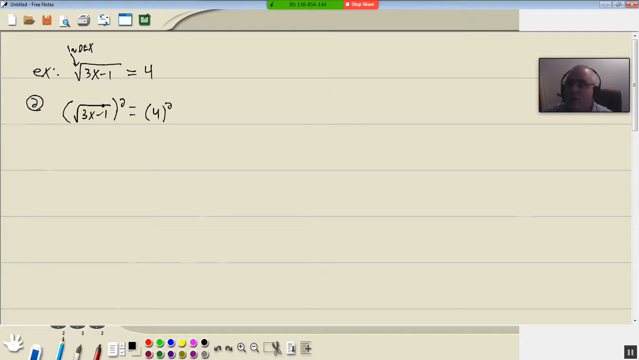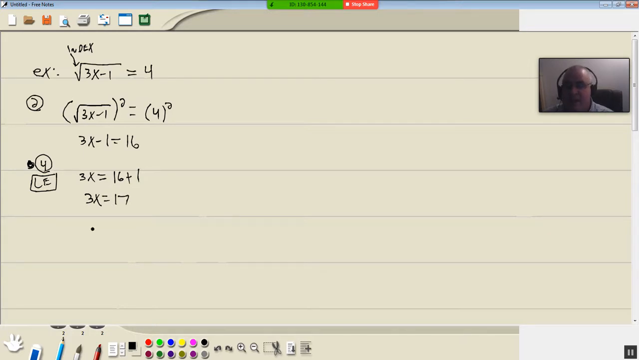Now when you square a square root, when the index matches the power, they cancel each other away. So that's going to give us 3x minus 1, and 4 squared is 16. Now there are no more radicals, so I go to step 4, and this is a linear equation. So we're going to get everything with x on one side, numbers in the other. So I'll take the negative 1 over, and it becomes a positive 1.